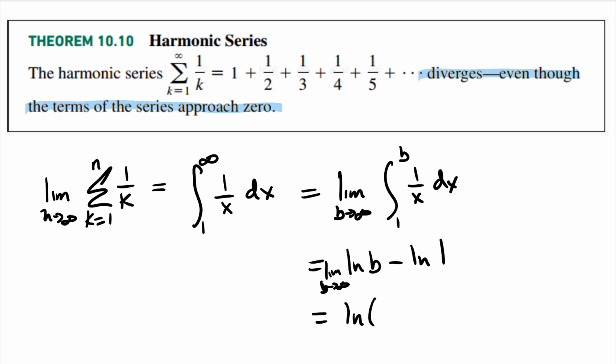So we have ln of infinity. Don't ever write that. I'm just being ridiculous. So this is infinity minus 0, so it goes to infinity. It diverges. Remember, these sums and these integrals are tied together. So that's essentially why that's true. So we have the same piece, and it looks like this is going to work.